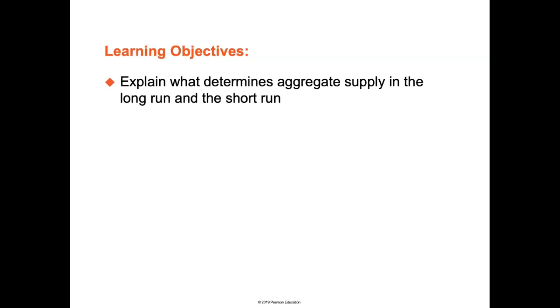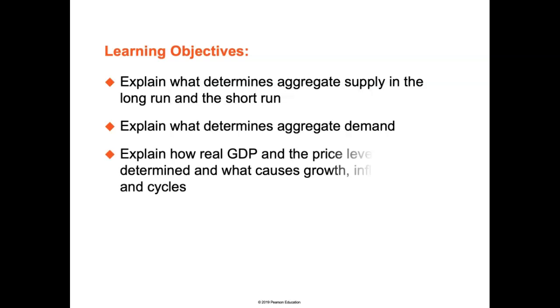Okay. So learning objectives. I always go through the learning objectives because I believe that once you master them, you should be able to tackle any question from the chapter. First of all, we'll explain what determines aggregate supply in the long run and the short run. We'll define aggregate supply in the short run and the long run. What does the short run mean? What does the long run even mean? We'll explain what aggregate demand is and what determines it. We'll explain how real GDP and the price level are determined and what causes growth, inflation, and the business cycles. So these are the three major things we look at.